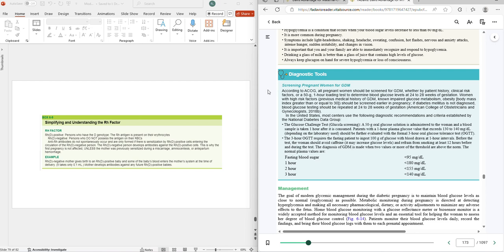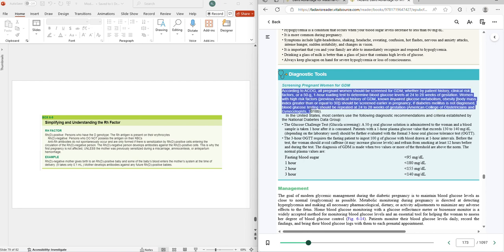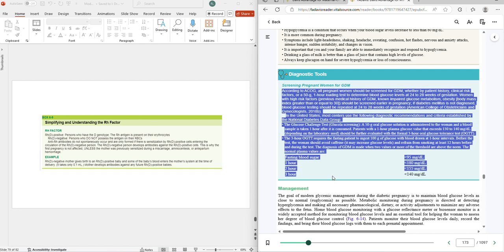Know this chart. Okay. Winking lollipop.